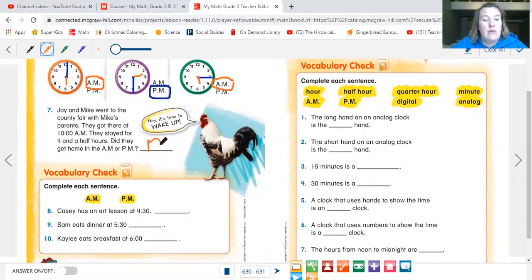So when we write PM, we write the P. Ooh, my P is a little wonky here. We put a period and the M. And we make sure we capitalize these because they are abbreviations.